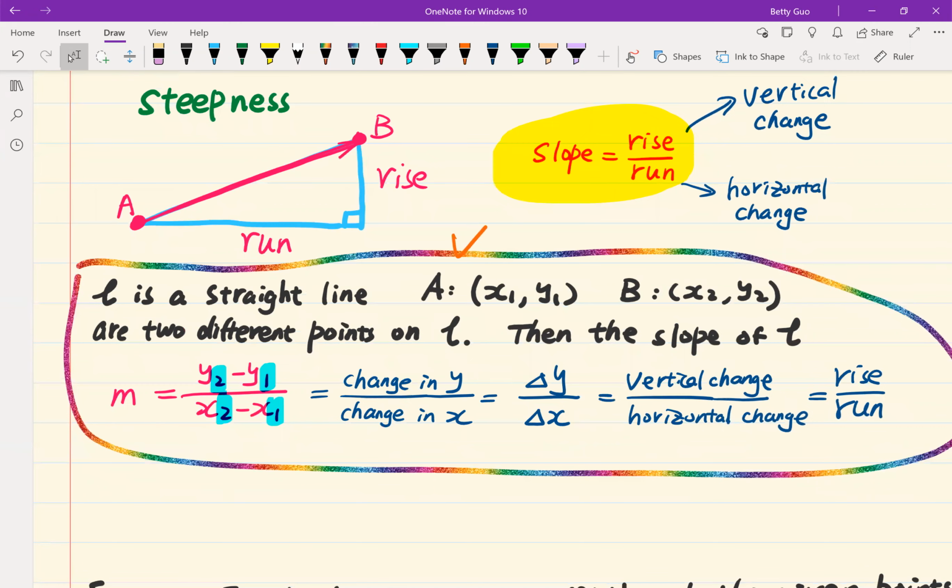Let's look at this formula. Numerator, y sub 2 minus y sub 1. That actually is a change in y. If we have x1, y1 here, and B, x2, y2 here, then y sub 2 minus y sub 1 is the change in y. x sub 2 minus x sub 1 is the change in x. So it's basically the same as rise over run. Numerator is the vertical change, denominator is the horizontal change.